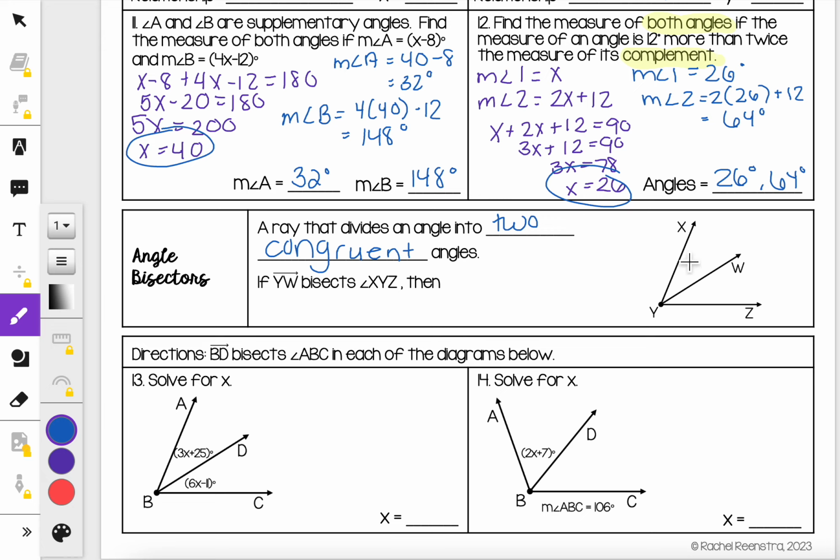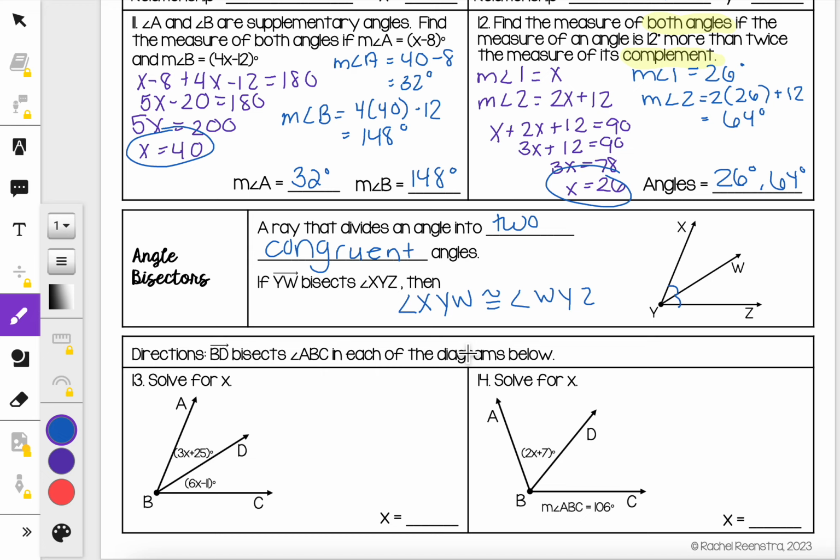So in this diagram here, if ray YW, which is this ray here in the middle, bisects angle XYZ, then it's breaking it up into 2 congruent angles, which means that angle XYW would be congruent to angle WYZ. Okay? If they're congruent, we know their measures are going to be equal. So we would set them equal.